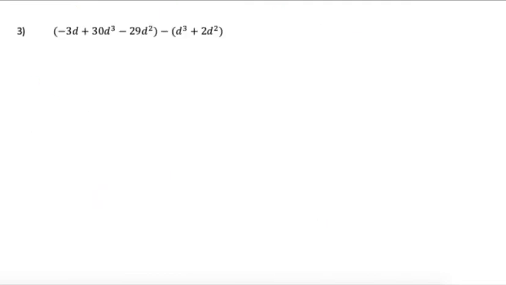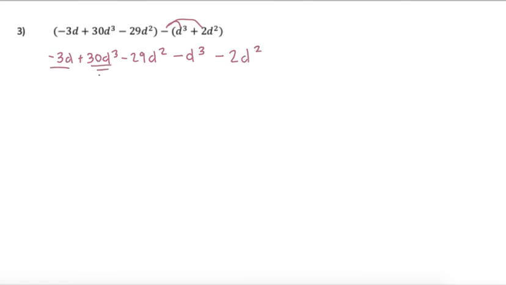And on our last one here, okay, we have a minus here. So again, I always check the sign first to see if I need to distribute. So I rewrite the first one and then distribute that negative. Subtracting d cubed, subtracting 2d squared.